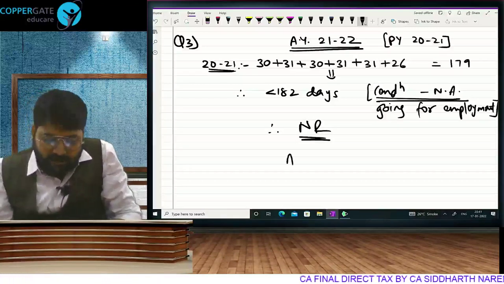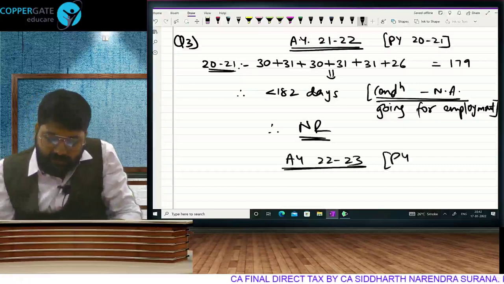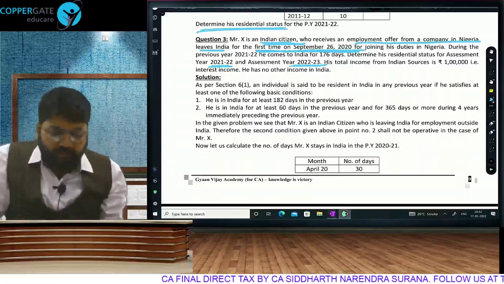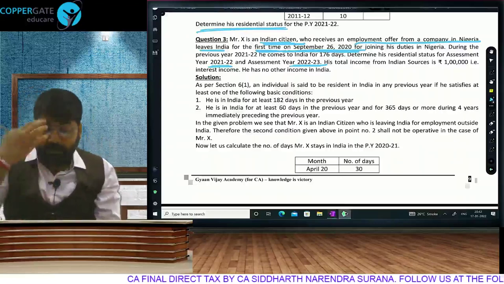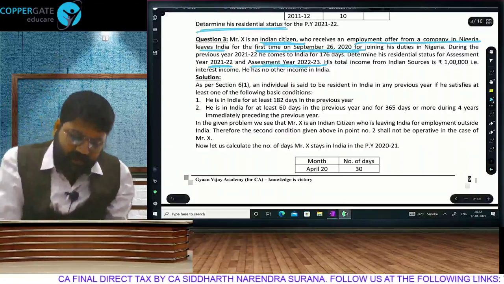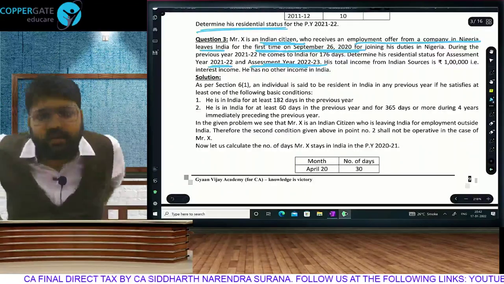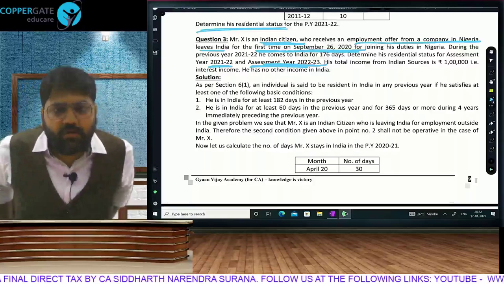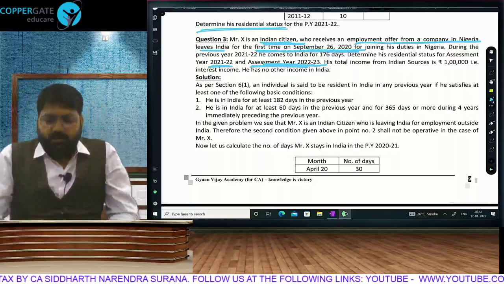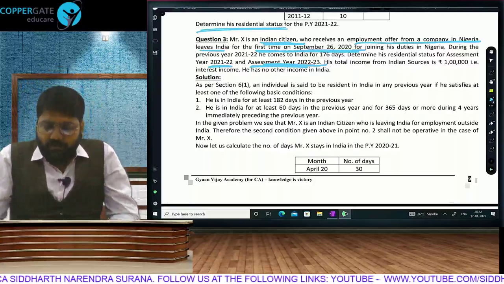Absolutely. This question has also asked AY 22-23. That means this time which PY? 2022-23. The question is in front of you. For those of you who don't have the PDF or the printouts with you, I am putting the question in front of you, because the second assessment year here, 22-23, you will be solving on your own. I am giving you 30 seconds to do it. The question is here. Please solve it on your own.